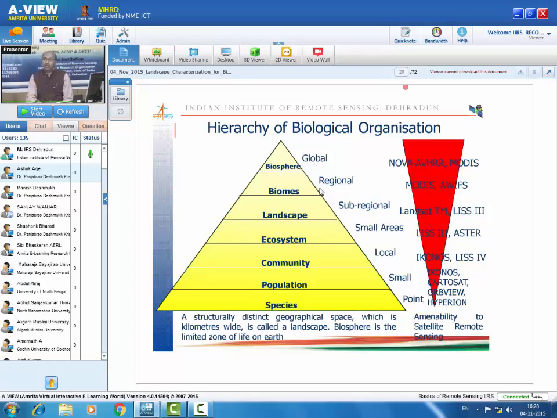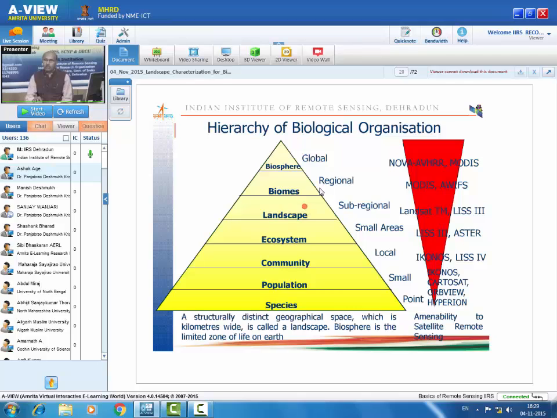Let me give you what remote sensing offers and what we are talking about. If you look at this triangle here, this is the hierarchy of the biological organization. I could put the gene at the bottom, but I have not put it here because from remote sensing you cannot talk about gene or genetic level information. So let us start with the species, and the species converge into population, then into community, and then into ecosystem, and the landscapes, and then biomes and the biosphere. That's the global scale actually.